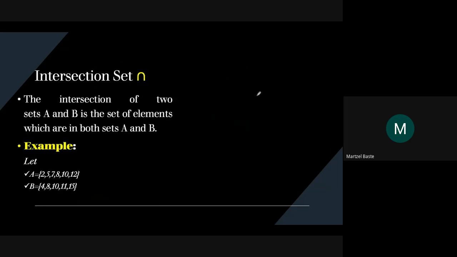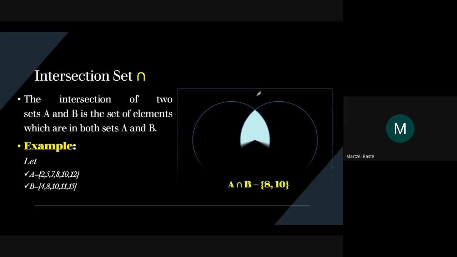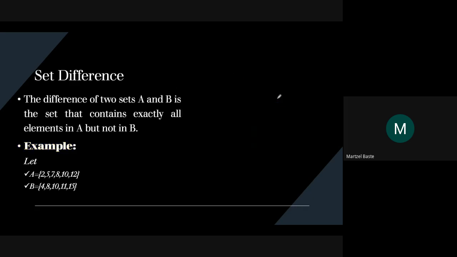Now, intersection is the opposite of union, where the two sets have elements in common. So only those are what you take. Example, we have set A and B with elements 2, 5, 7, 8, 10, 12 and 4, 8, 10, 11, 15 respectively. The common to both sets are 8 and 10, and that is how you draw the Venn diagram of the intersection set.